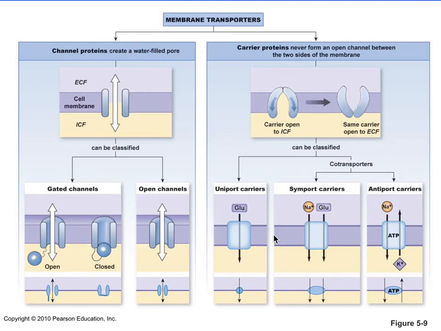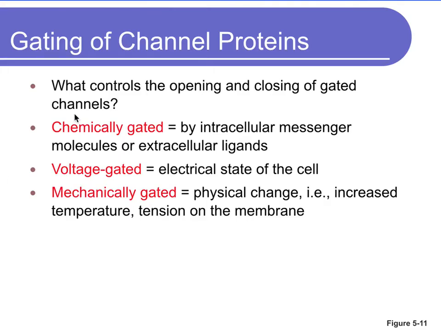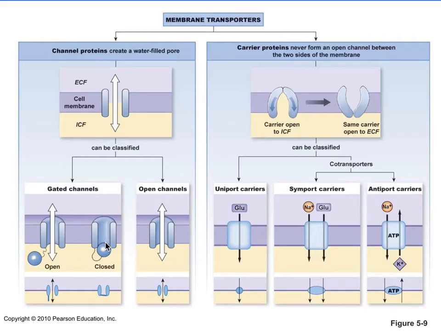Other terms I want you to be familiar with are uniport and symport and antiport. Uniport means you're going to move one thing. So in this case, only glucose is moving. In symport, you're going to move more than one thing, but they move in the same direction. In antiport, you're going to move more than one thing, but they move in opposite directions. So just terminology.